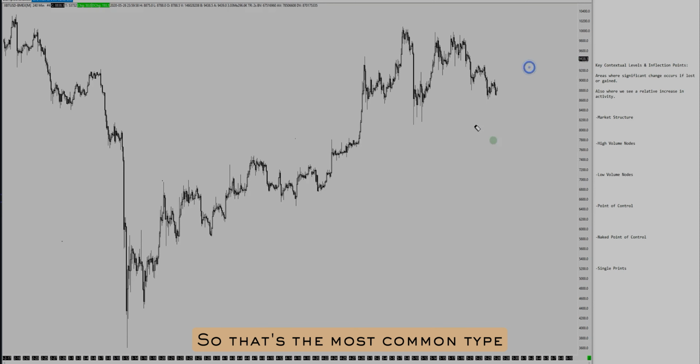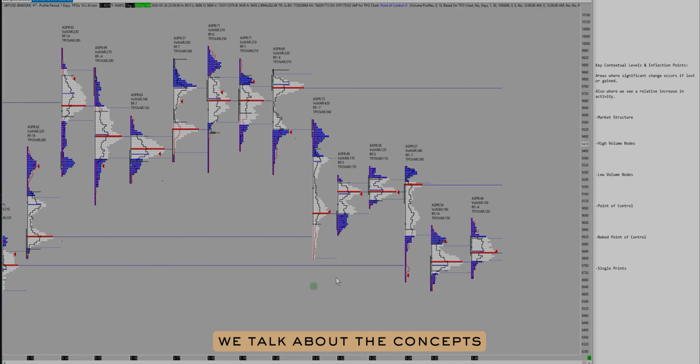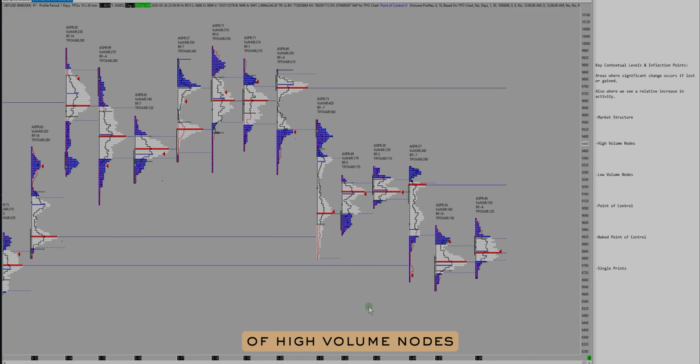So that's the most common type, just using basics of market structure. Now, when we get into market profile, we talk about the concepts of high volume nodes and low volume nodes. High volume nodes are essentially these large structures within our profiles. So large structure right here, large structure right here, very prominent structure, a little bit less, but still.